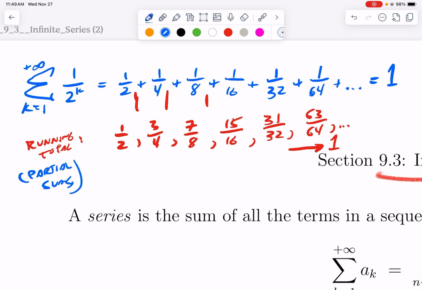It's kind of like when we did improper integrals. We're not literally allowed to plug in infinity. Instead, we stop somewhere, calculate our answer, and ask what's the limit of all those finite things.